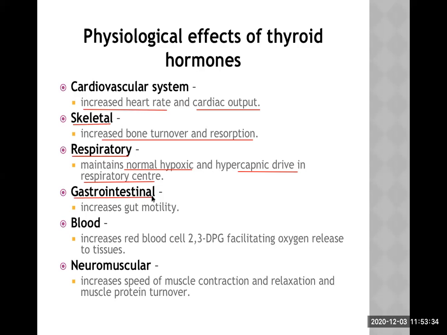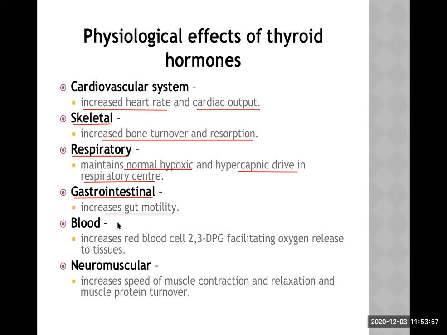Regarding GI, it increases gut motility. That's why in case of hyperthyroid condition, the person may develop diarrhea or crampy type of abdominal pain. Whereas in hypothyroidism, the person develops constipation because the gut motility is reduced.